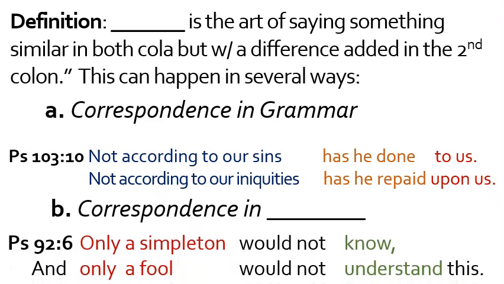So Psalm 92:6, only a simpleton would not know, and only a fool, with simpleton and fool being correspondence in meaning, would understand this. Know and understand being correspondence in meaning. They're basically saying the same thing in the two lines with a correspondence in the meaning. The fancy word there is semantics. Semantics has to do with word meanings, and you've heard the phrase, oh, it's a matter of semantics.